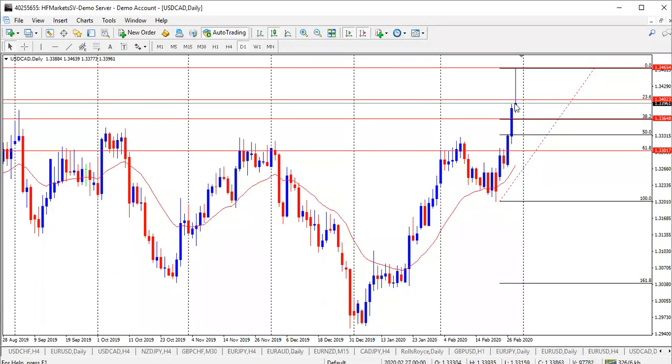So let me put my cursor again. Opening price was 1.3384, closing was 1.3396. So you can see that it's still closed above the open price, so it's still bullish. Do you understand? Have I answered your questions? Any other one?